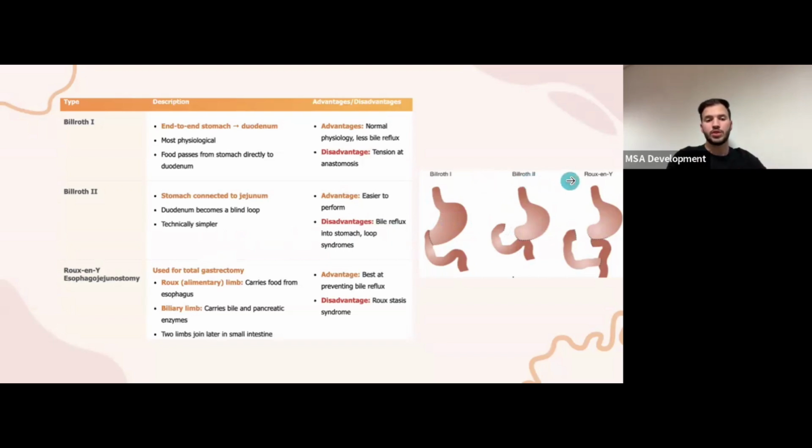The last one, the Roux-en-Y esophagojejunostomy, is used if we did the total gastrectomy. So we'll have two limbs, the alimentary limb and the biliopancreatic limb. The biliopancreatic limb will carry the bile and the pancreatic enzymes, while the alimentary limb will carry the food from the esophagus directly. What's the one advantage for this? It's best at preventing bile reflux. One of the disadvantages is Roux stasis syndrome, which we'll talk about, inshallah, in a bit.